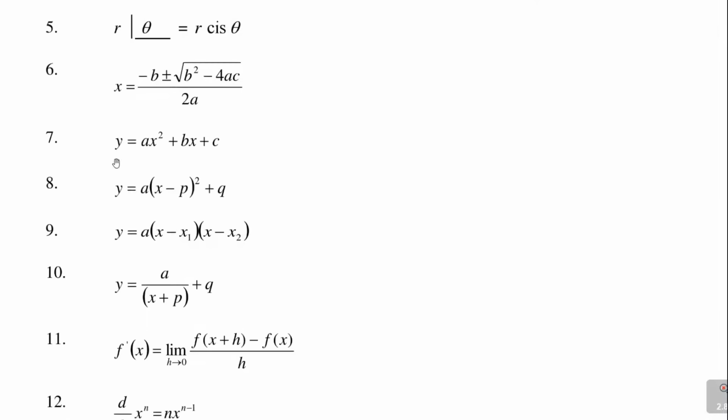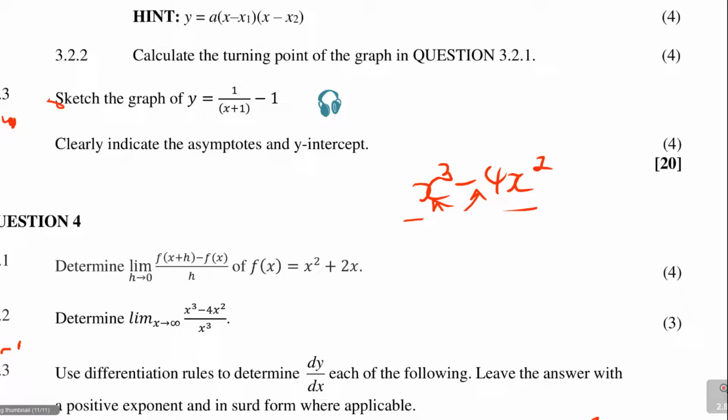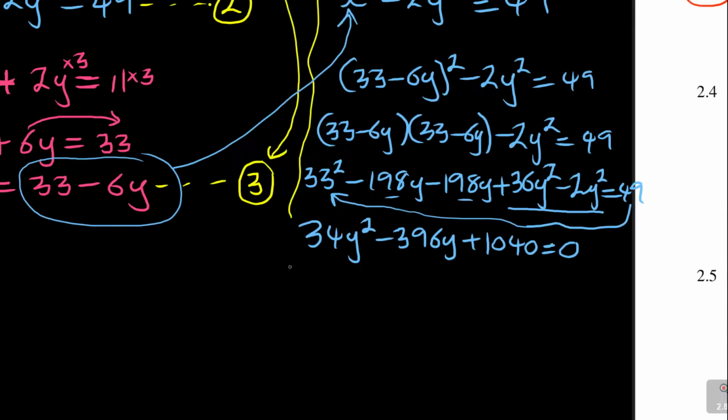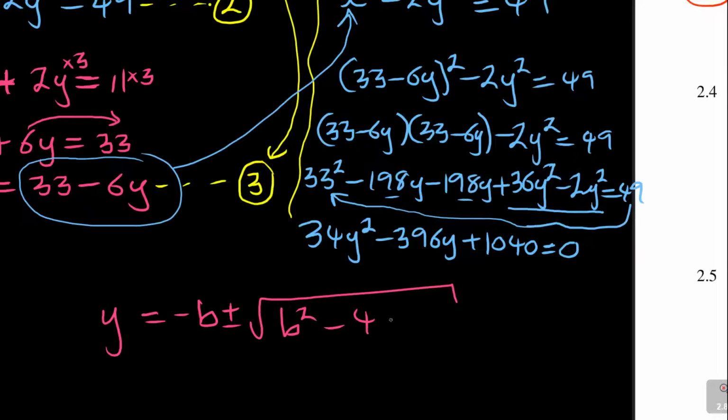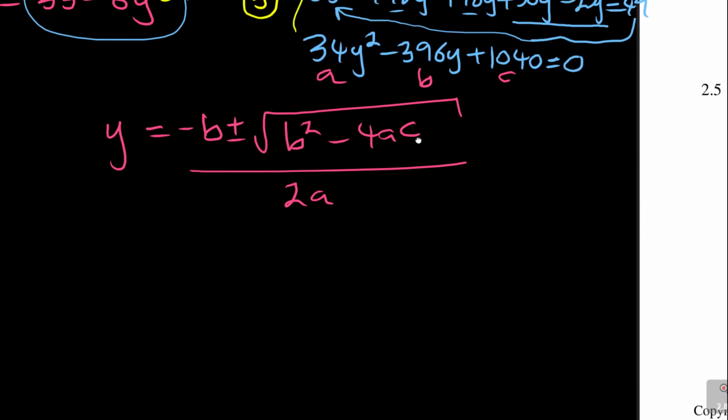You see that? So we can actually apply the quadratic formula. x is equal to minus b plus or minus square root of b squared minus 4ac over 2a. I can apply the quadratic formula to simplify things quicker here. Remember, it's y now, so it's not x. So y is equal to minus b plus or minus square root of b squared minus 4ac all over 2a. So this is my a, my b, and my c that I can now use there.